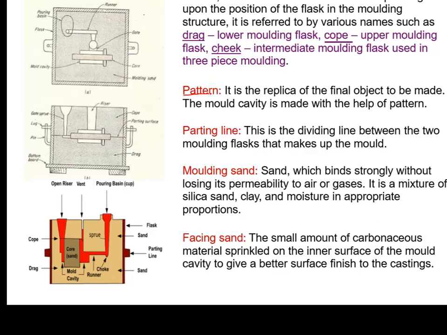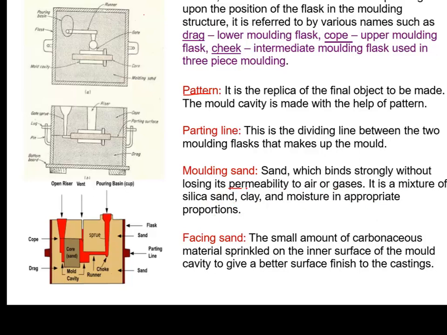Now, the pattern is a replica of the final object to be made. The mold cavity is made with the help of the pattern. The parting line is the dividing line between the two molding flasks, drag and cope, that make up the mold. The molding sand is sand which binds together without losing its permeability to air or gases. It is a mixture of silica sand, clay, and moisture in appropriate proportion.